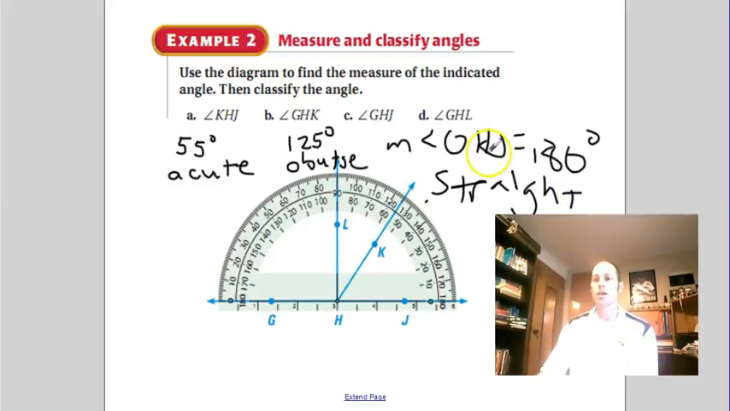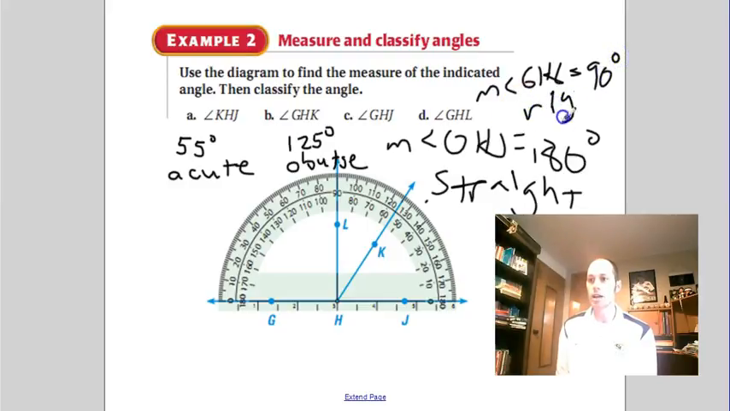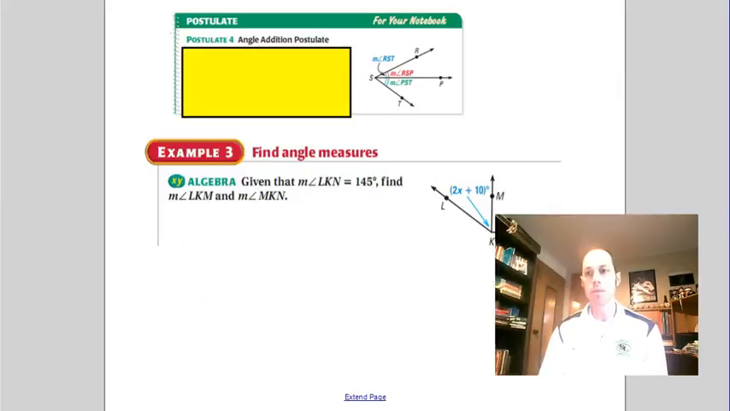And finally, angle GHL. You can see that one starts at 0, goes up to 90. So we'd say measure of angle GHL equals 90 degrees. And 90 degrees makes it a right angle. So that's how you can measure with your protractor. We'll do that more as we go along throughout the year.